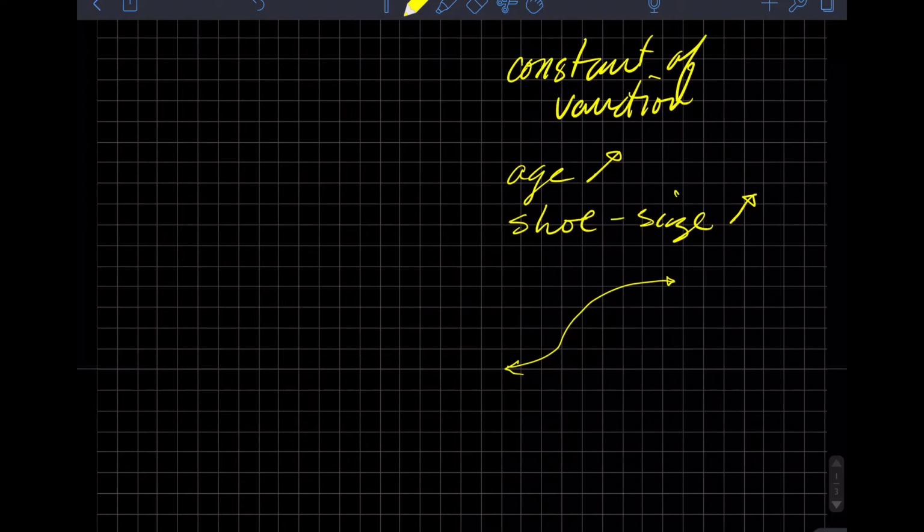Okay? And it may even go down if you think that your feet shrink. I don't know if that's the case. We certainly get shorter, but I don't know if our foot size shrinks. But generally, as x increases, y increases, even if it's a tiny bit here versus a lot right in here. So that is direct variation.